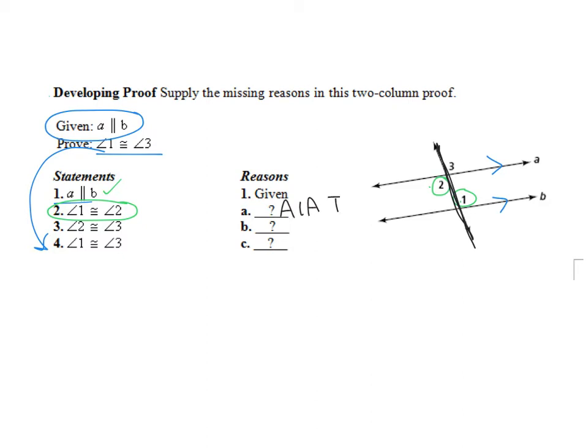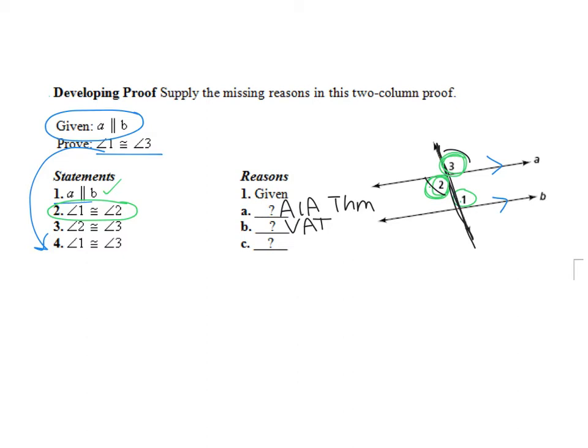So the alternate interior angle theorem says if the lines are parallel, then the angles are congruent. Why is 2 congruent to 3? What kind of angles are angle 2 and angle 3? They're vertical. So by the vertical angle theorem, those two angles are congruent.